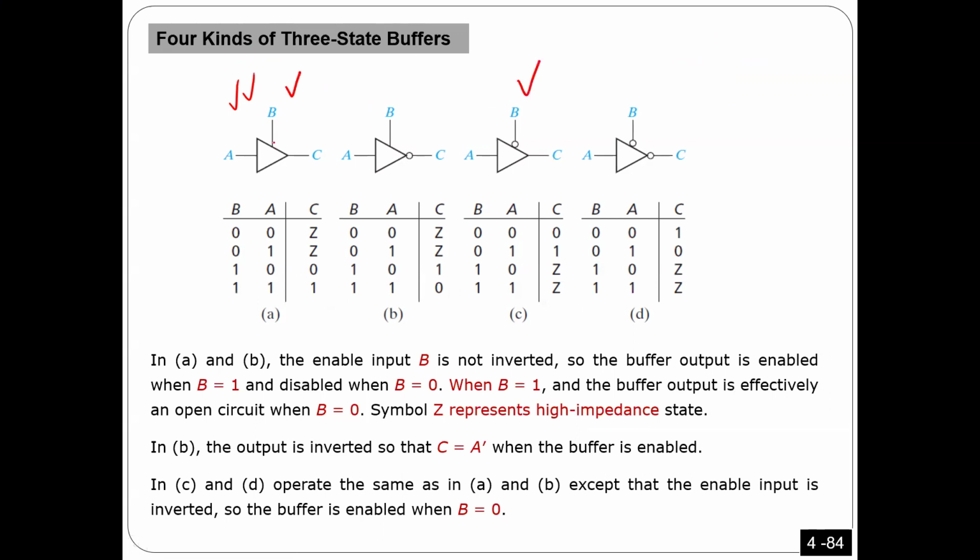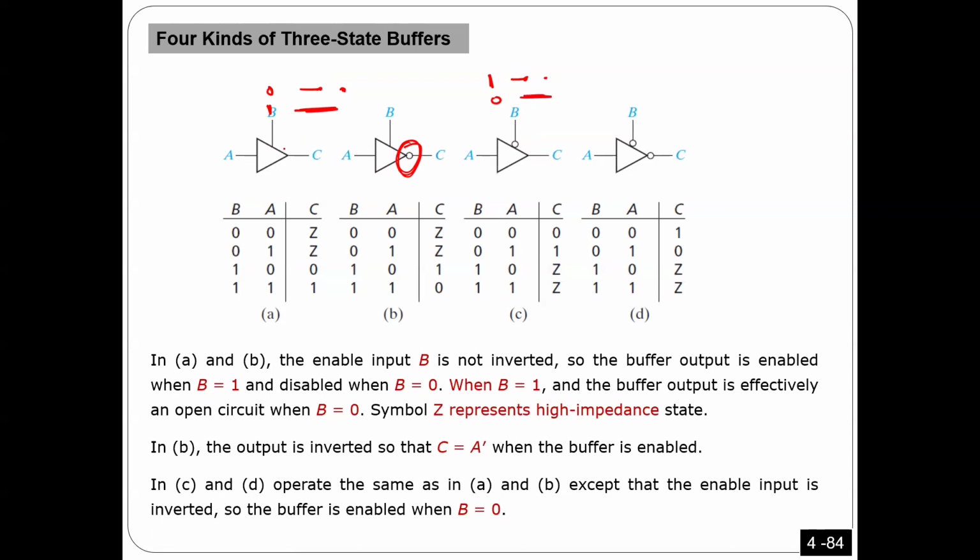Here there is no bubble in the control input, but this one has a bubble in the control input. The difference between them is: here 0 means open circuit, 1 means short circuit. Here it's the opposite: 1 means open circuit, 0 means short circuit. Is that okay? So this is one of the variations. Also, sometimes we can put a bubble here. If you put a bubble here, that means you're going to change the logic.